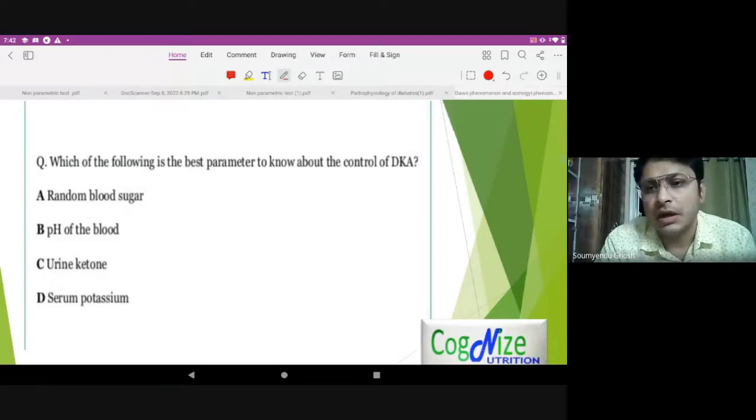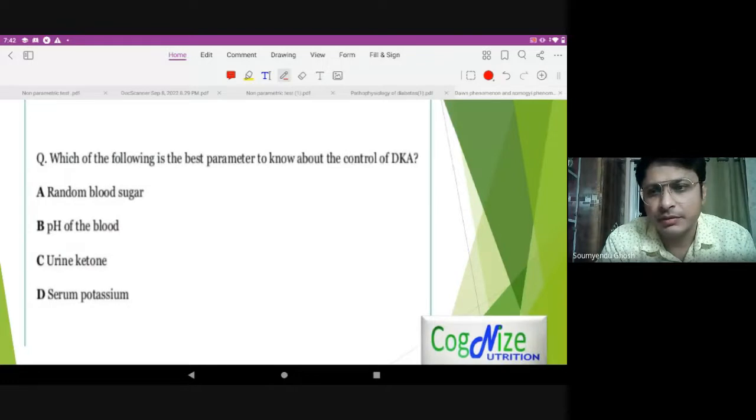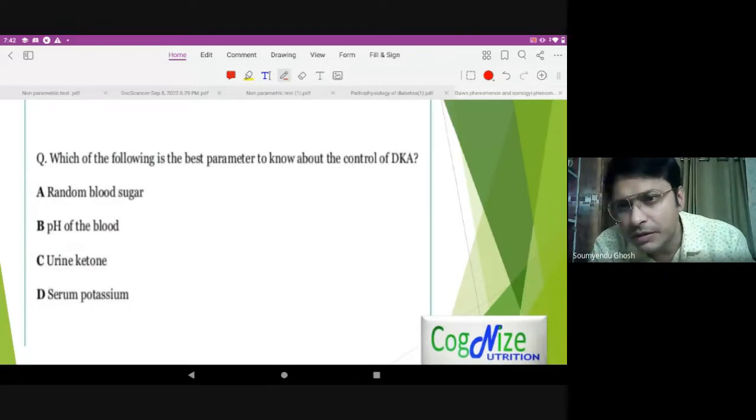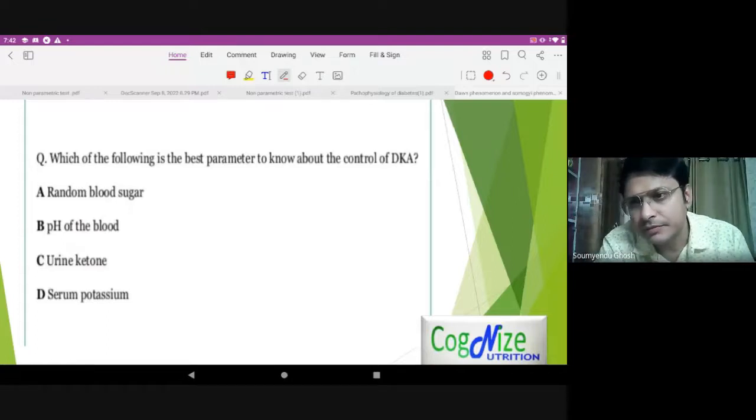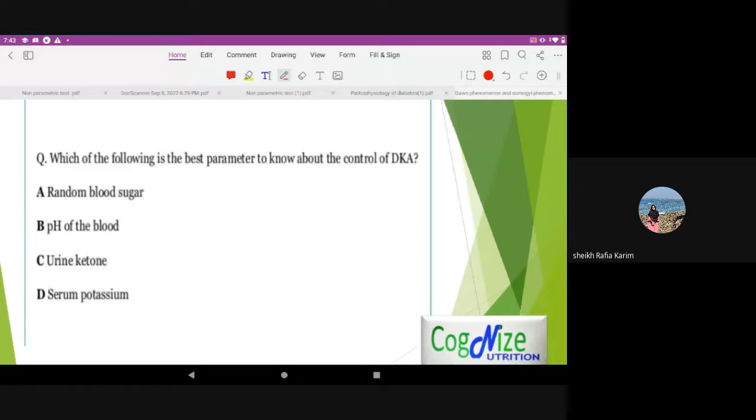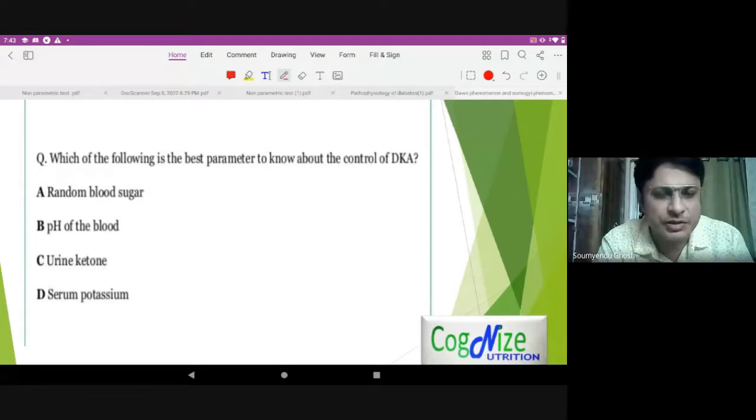I will pick up Ashruti, no. Sheikh Rafia, I can also translate the question in Bengali. Sheikh Rafia, do you want to try? Moitri Datta. Urine ketone. Urine ketone. Good. Sheikh Rafia, good.